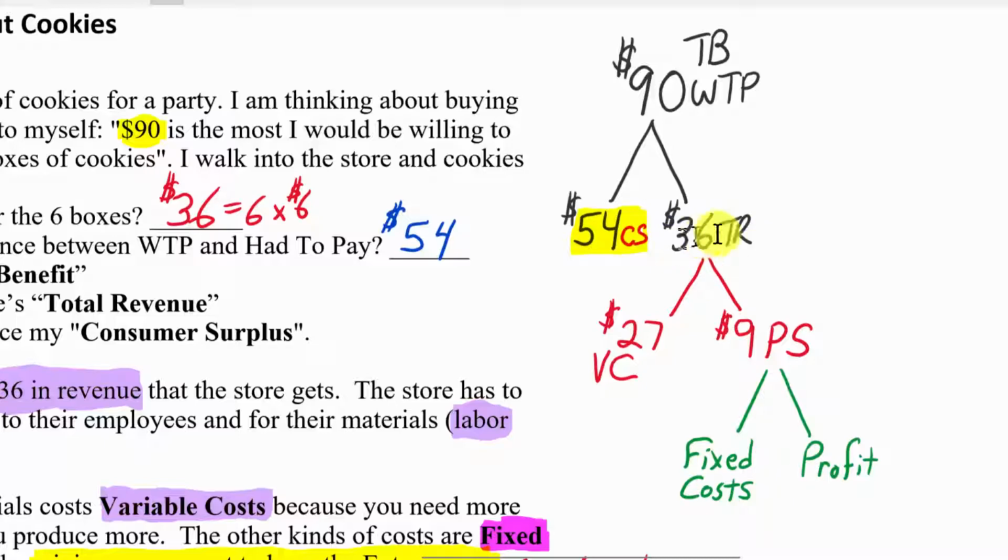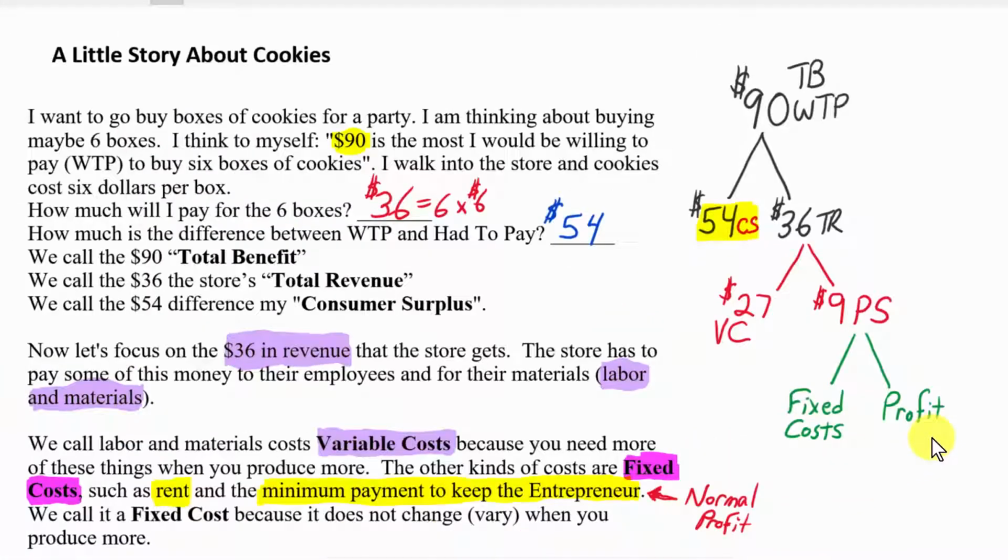Then the business takes the $36 that they have in the cash register in total revenue. They pay their variable costs of $27. That leaves $9 in producer surplus left over, which is not the same as profit, because this business has to pay their fixed costs, and then they might have some profit left over. Let's go graphing and see where these numbers come from on a graph.